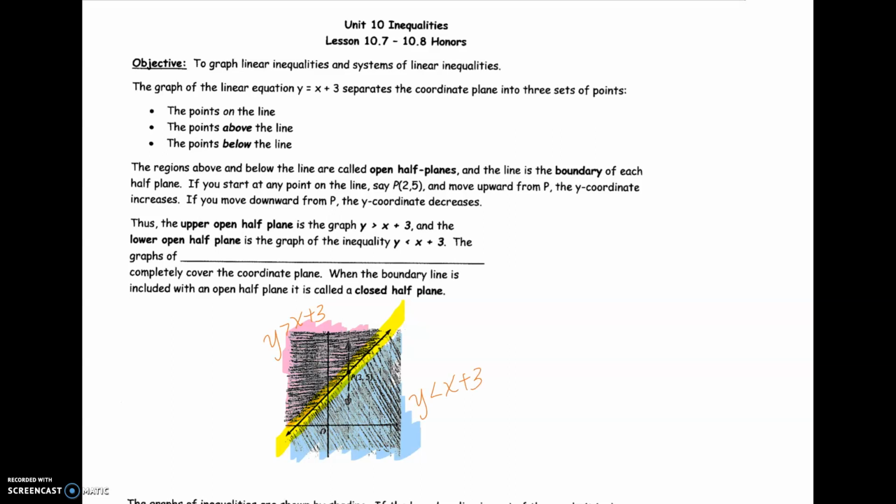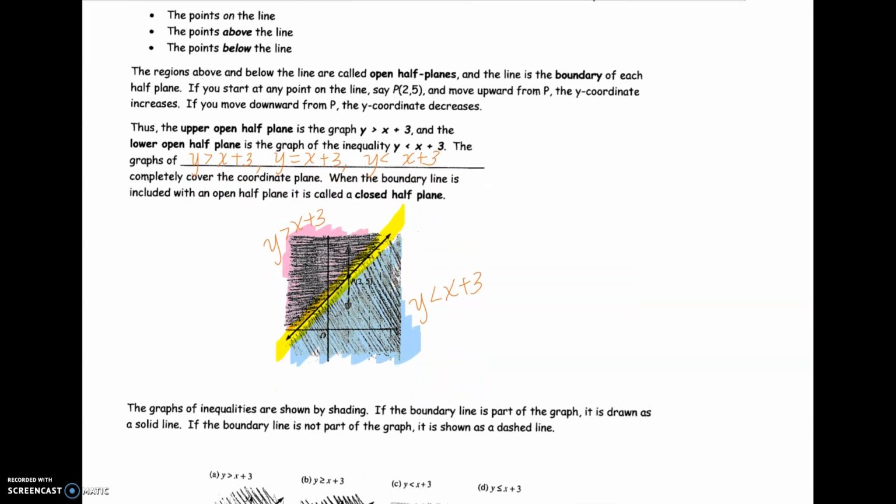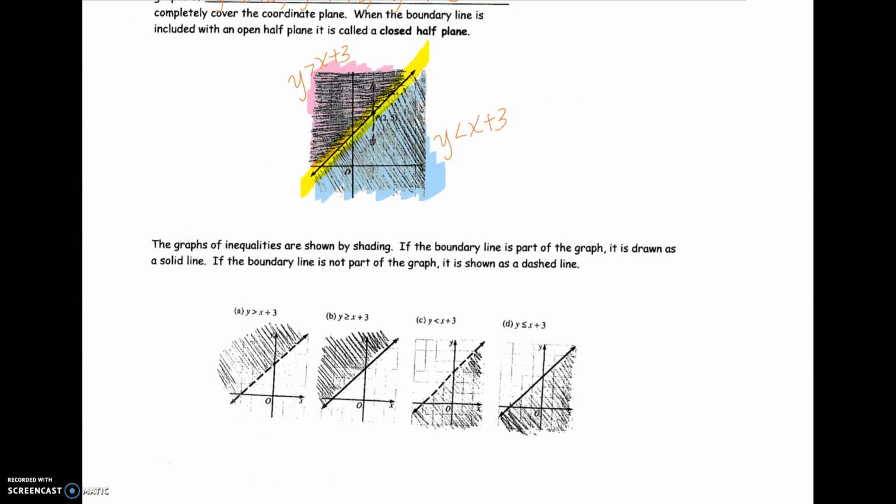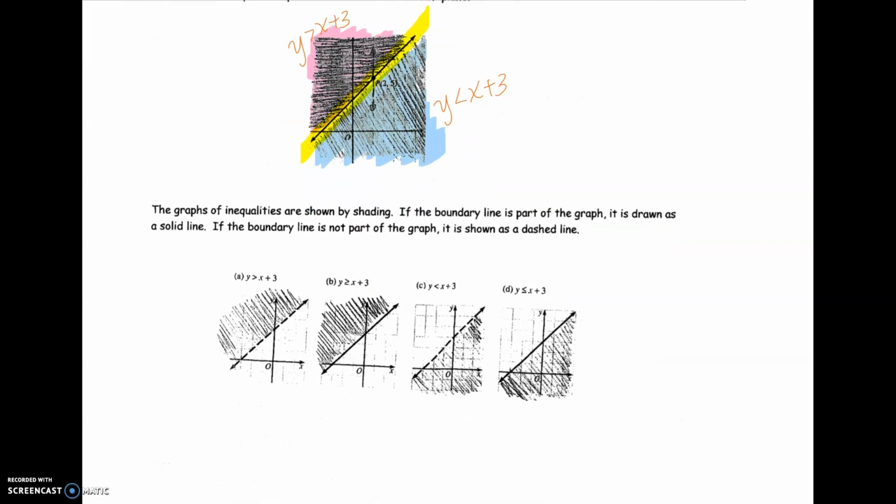The graphs of blank completely cover the coordinate plane. Well, the graphs of what is greater, the graph of the line, which is the equation, and the graph of where the y values get smaller, which is less than. When the boundary line is included with an open half plane, it is called a closed half plane. The graphs of the inequalities are shown by shading.